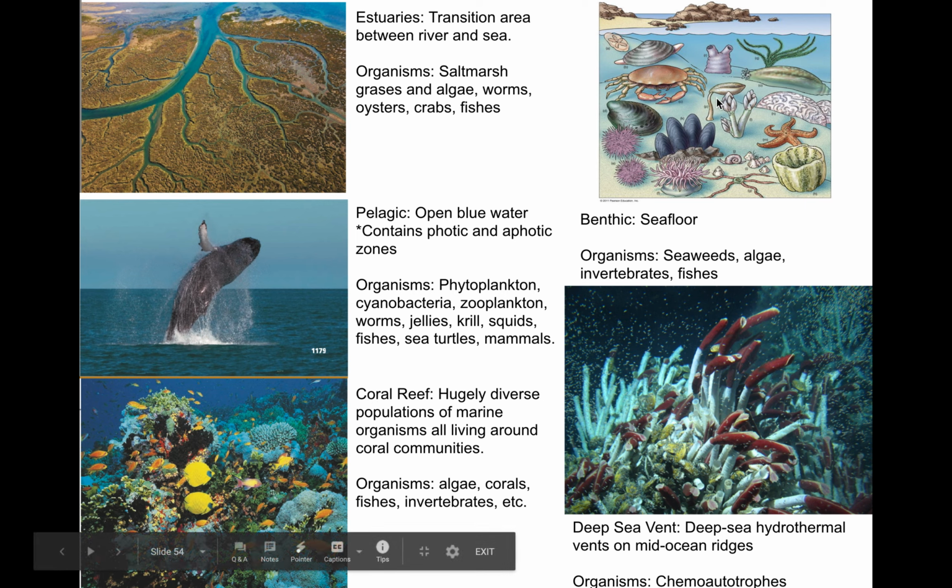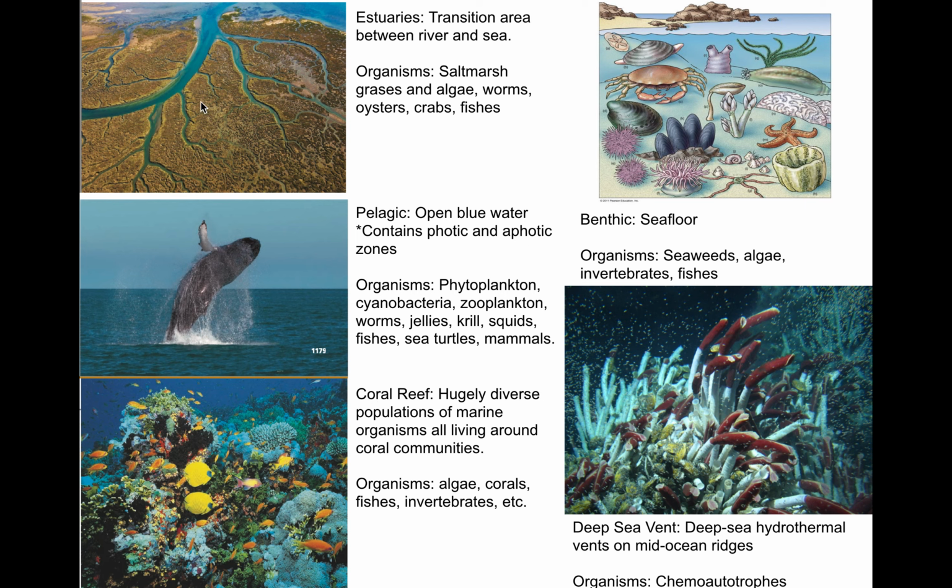So here are the other ones that are listed. You have the estuaries. These are basically the transition areas between the river and the sea. So it's a mixture of salt and fresh water. You have a lot of different organisms, but notice that you have grasses and algae. These are photosynthetic organisms, so they need sunlight. Then you have worms, oysters, crabs, and fish. All right, so these are organisms that need oxygen.